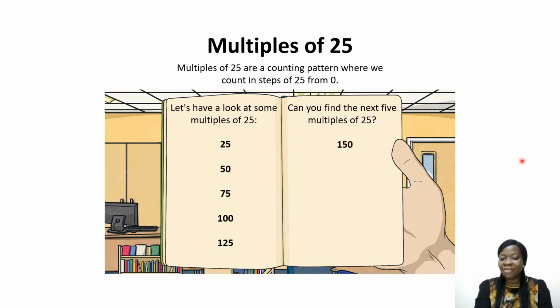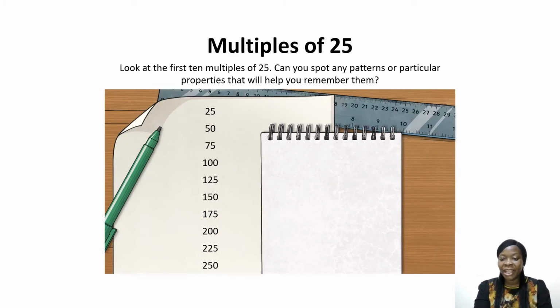Welcome back. Let's see if your answers are correct. So from 125, when we add 25, we have 150, and then 175, 200, 225, 250. Well done if you got it all correctly. Now, look at the first 10 multiples of 25. Can you spot any patterns or particular properties that will help you remember them? Pause the video and have a go.